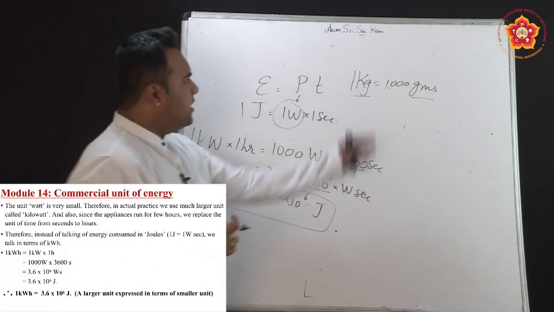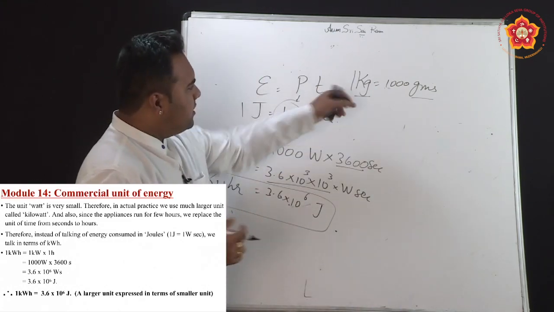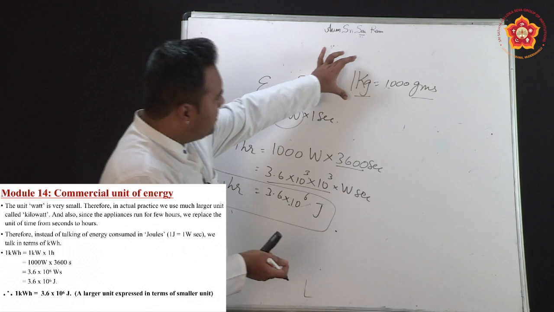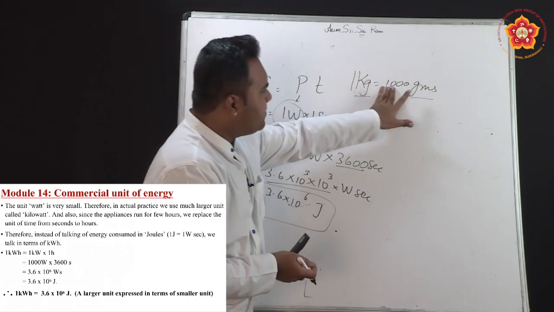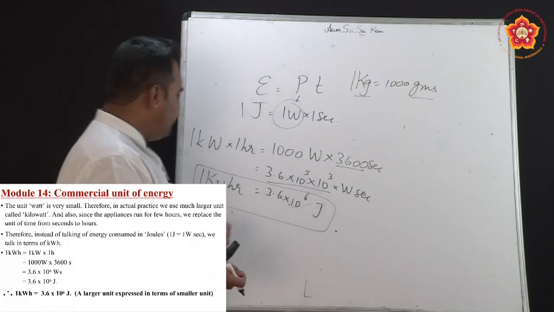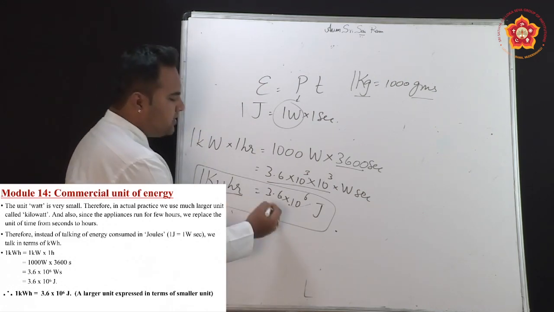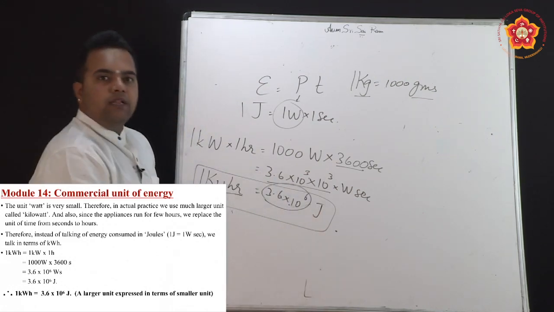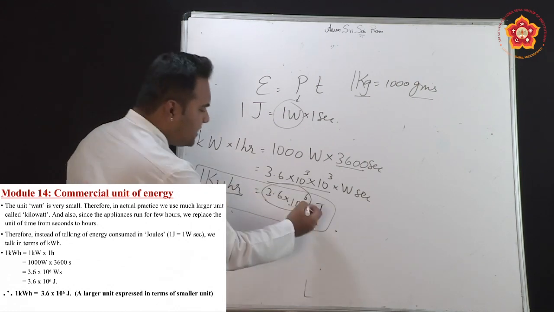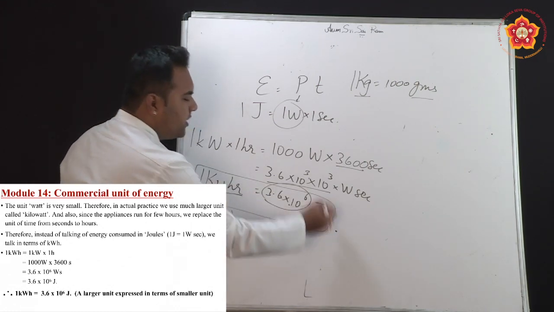Now how do we compare them? One larger unit is these many times the smaller unit. Similarly, 1 kilowatt hour, the larger unit, is 3.6 into 10 to the power of 6 times the smaller unit of energy, which is joule.